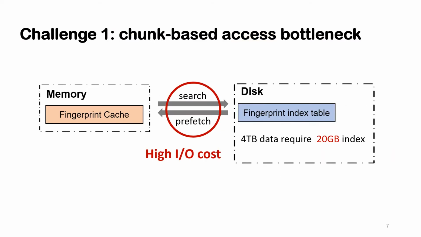However, the deduplication system has two challenges. The first challenge is the chunk-based access bottleneck. For example, indexing 4 TB data requires 20 GB indexes, which are hard to be put in memory. Therefore, search and prefetch between the disk and memory incurs high I/O overhead.